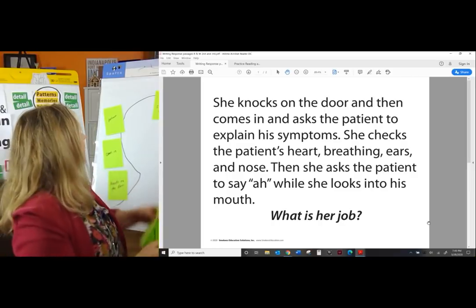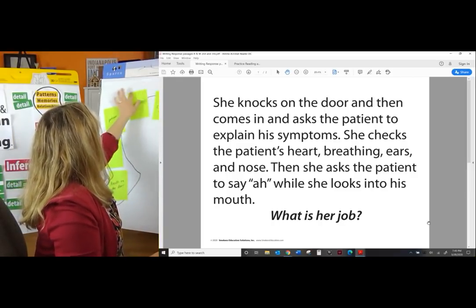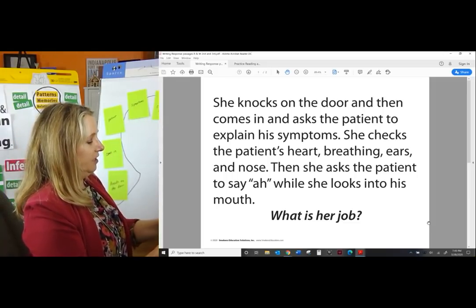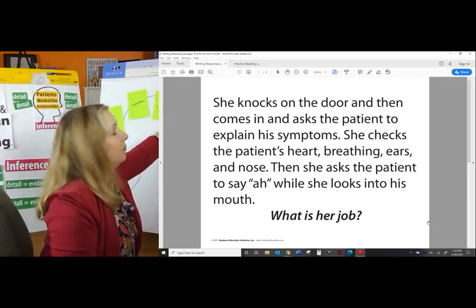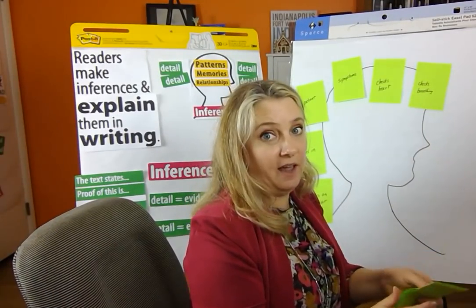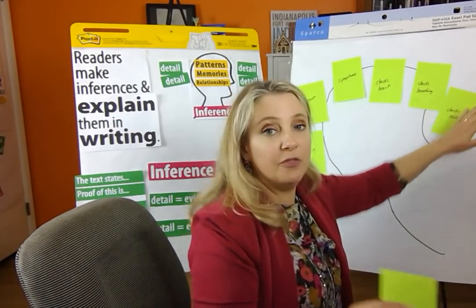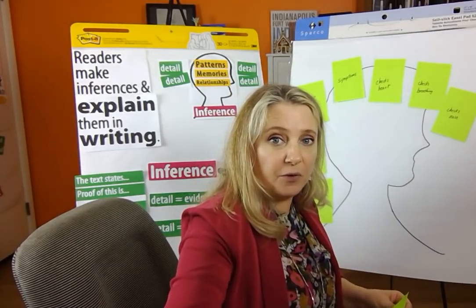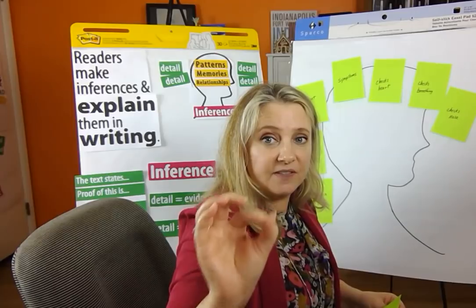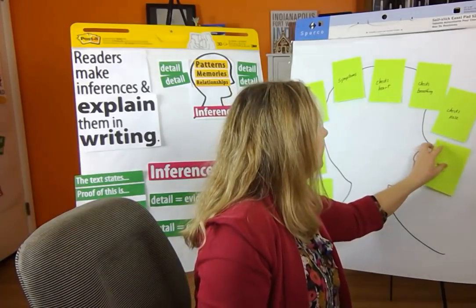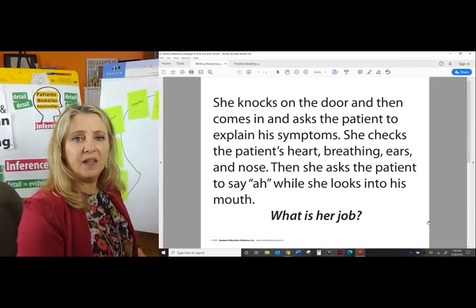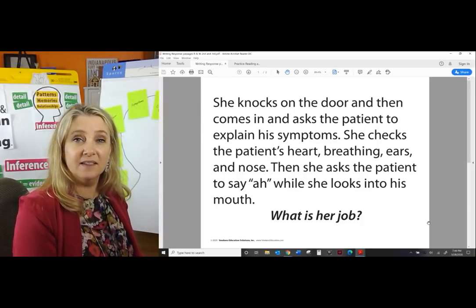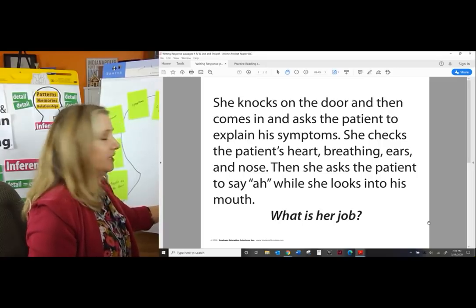So she asks him to explain his symptoms. She checks his heart. She checks his breathing. She checks a lot of things, doesn't she? She checks the nose, and the ears. So when I go back in and I look at all of those details in the sentence, I'm noticing... Okay. And then she looks into his mouth and she asks him to do what? Say, ah. That's what she does.